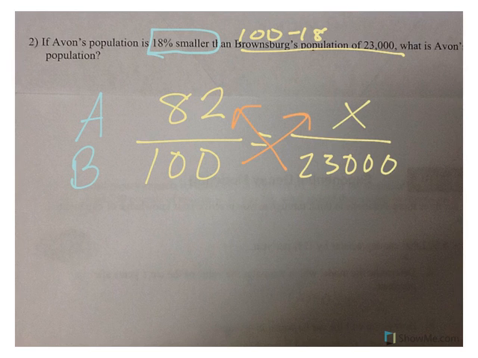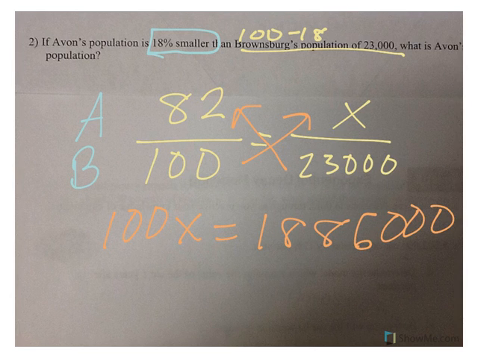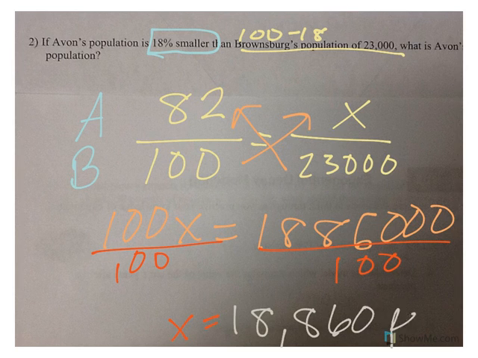So again, we cross multiply. 100x equals 1,886,000. Divide both sides by 100. Avon's population would be 18,860 people.